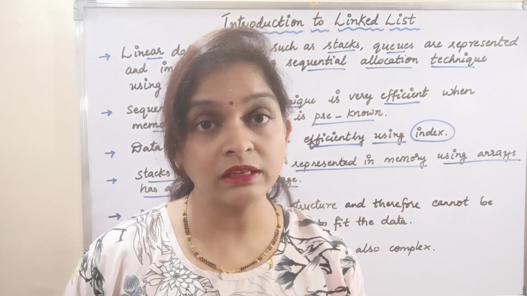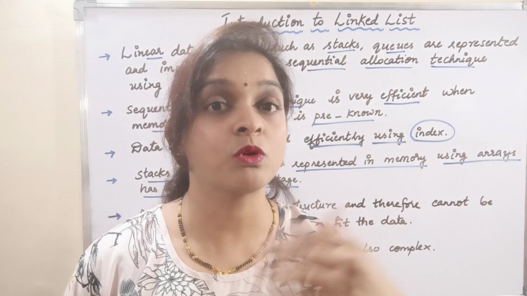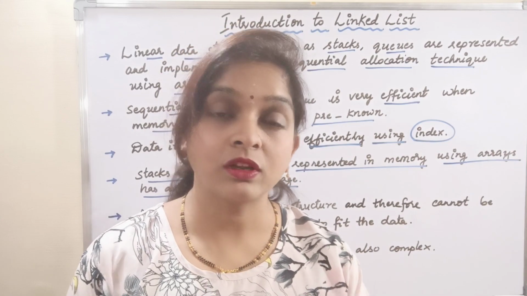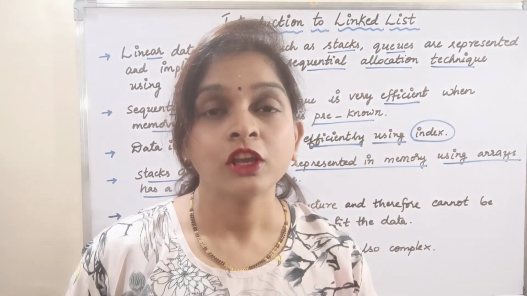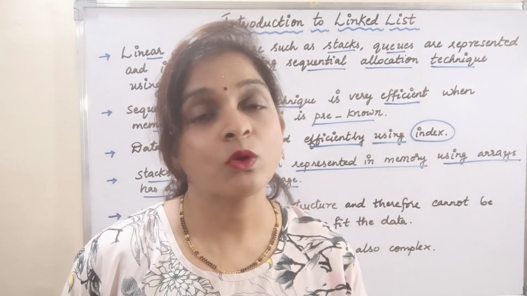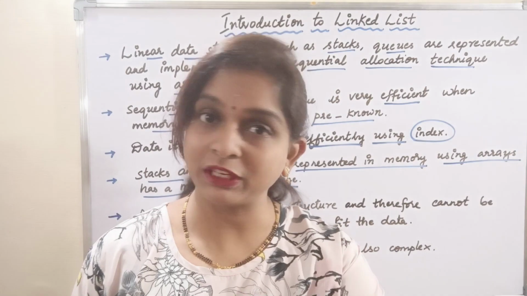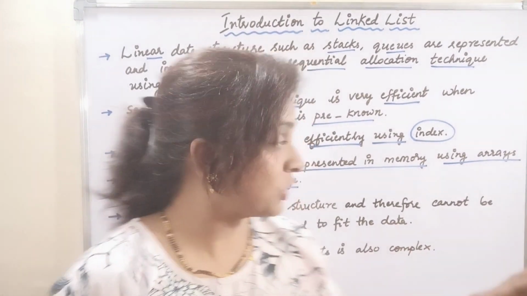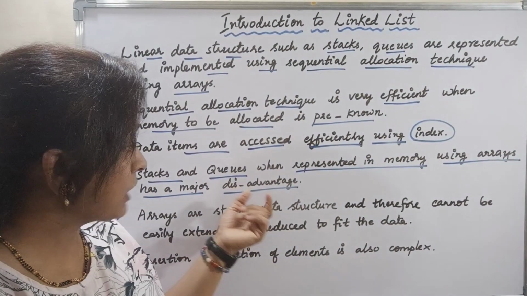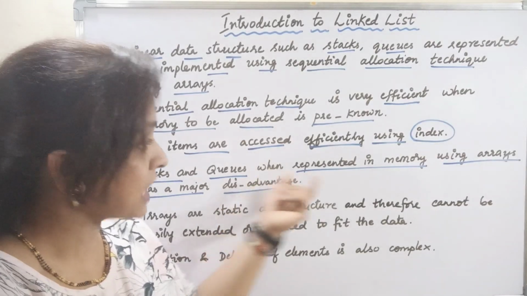But if it is more than 10, I cannot allocate space. Just imagine you have a queue counter where only 10 people can stand. It can be less than that also, but it cannot be more than that. So this is the major disadvantage of static allocation.